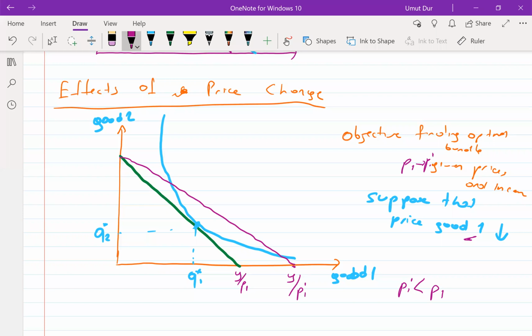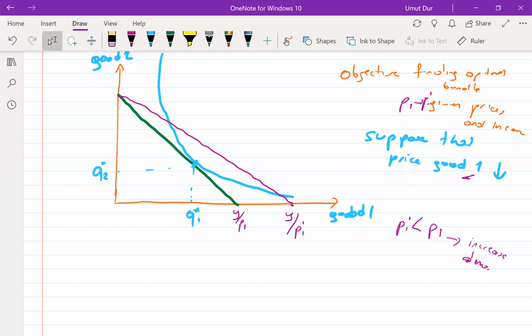What will happen to my good 1 consumption after this price change? It will increase, right? So even if you don't know anything about consumer choice, the law of demand is telling us that as the price of one good decreases, my demand for that good will increase. So this change will result in an increase in demand for good 1.